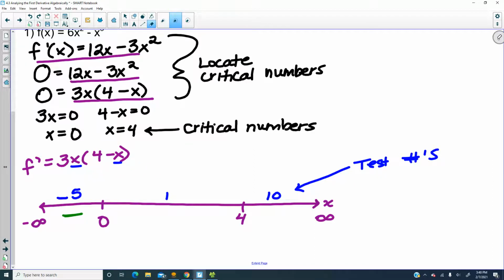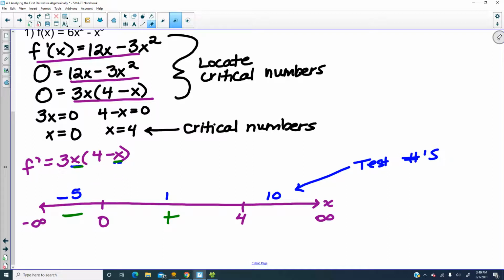All right, so now we're going to test 1 in for each x value. If I put 1 in for the x right here, I'll have a positive number. And then 1 in for x right there, 4 minus 1 is also positive. And a positive times a positive is a positive. So the sign of f prime from 0 to 4 is positive.